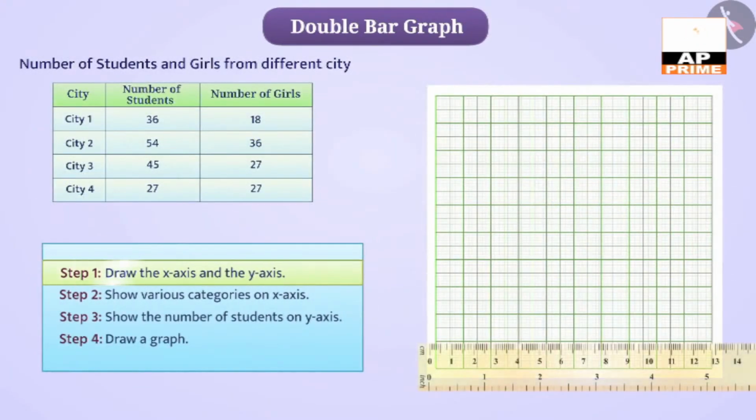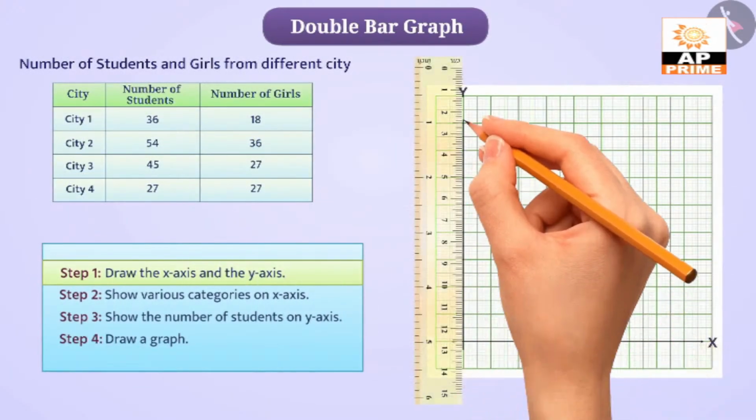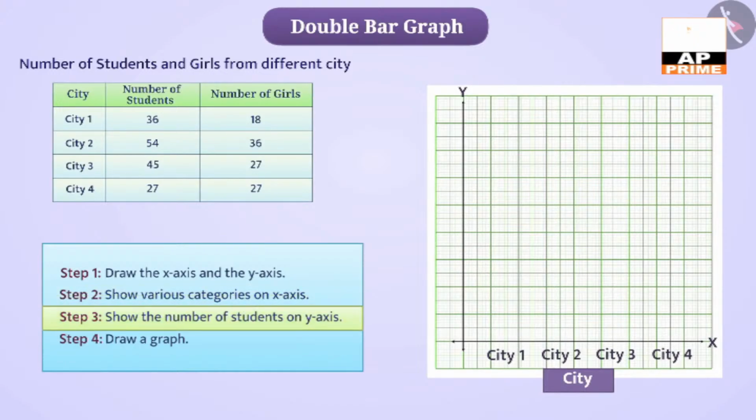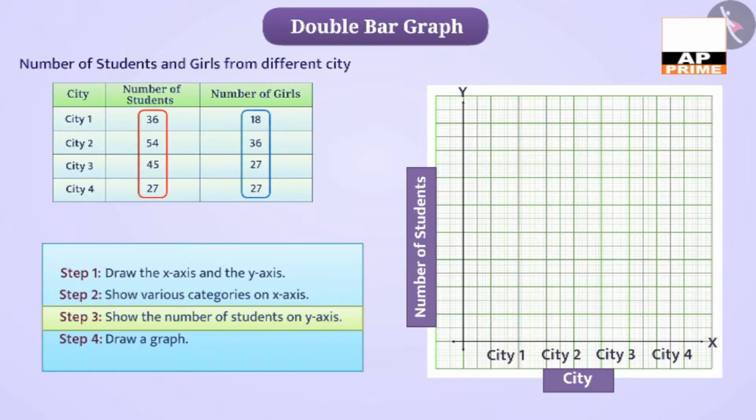First, we will draw the x-axis and the y-axis. Now we will show various categories on the x-axis, like here, name of cities. On the y-axis, we will show the number of students. We will take a convenient scale to represent the numerical data correctly. Here we can take this scale as 1 unit is equal to 9 students.